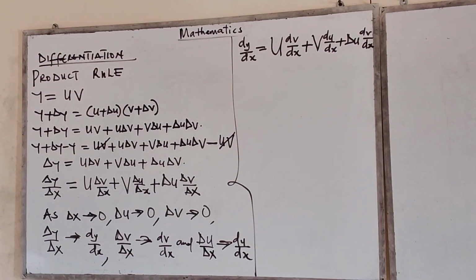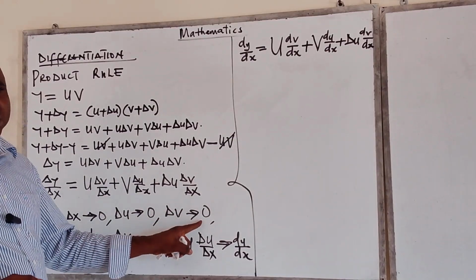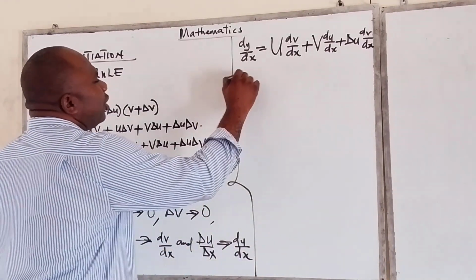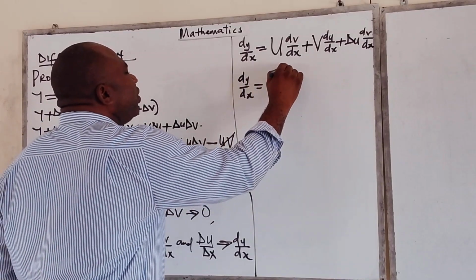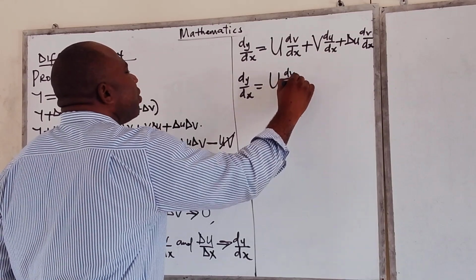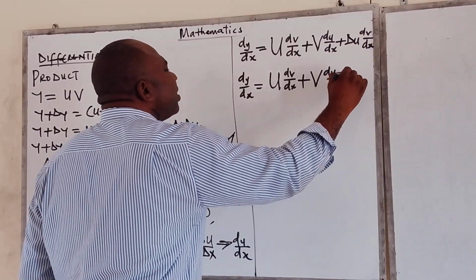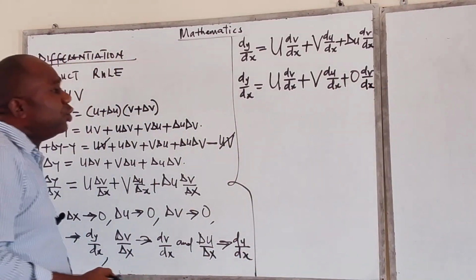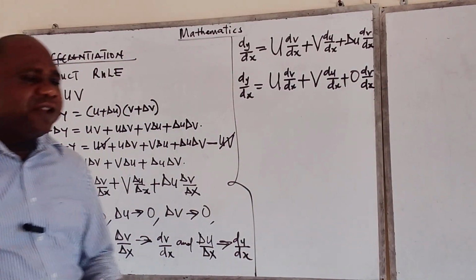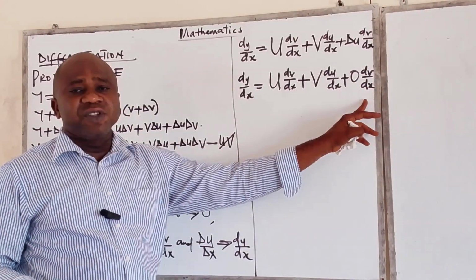And remember we said that as delta x tends to 0, delta u tends to 0, and delta v also tends to 0. It therefore means that dy all over dx will be equal to u dv all over dx plus v du all over dx plus 0 times dv all over dx. And of course, we all know that 0 times any value is equal to 0. It therefore means that 0 times dv all over dx will give us 0.